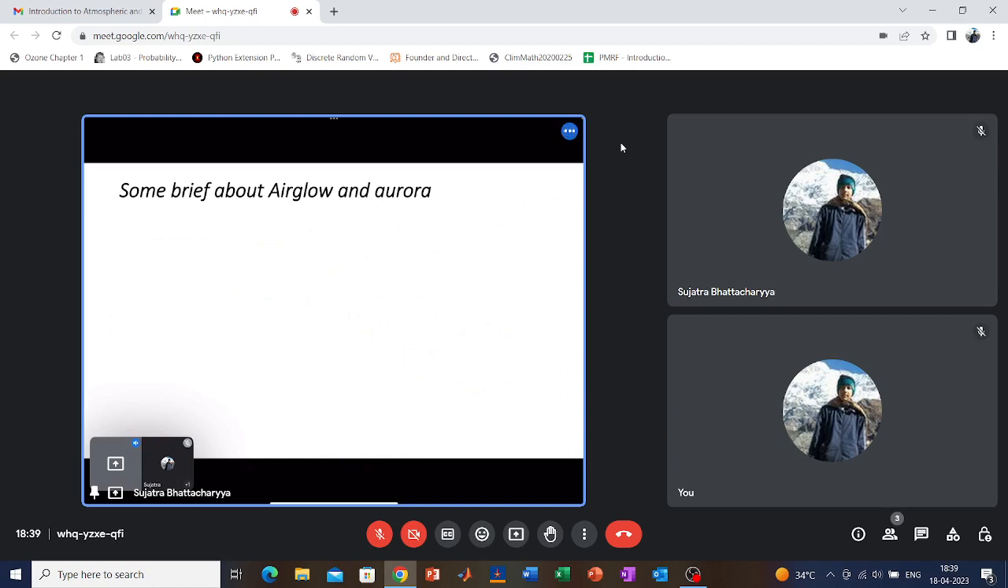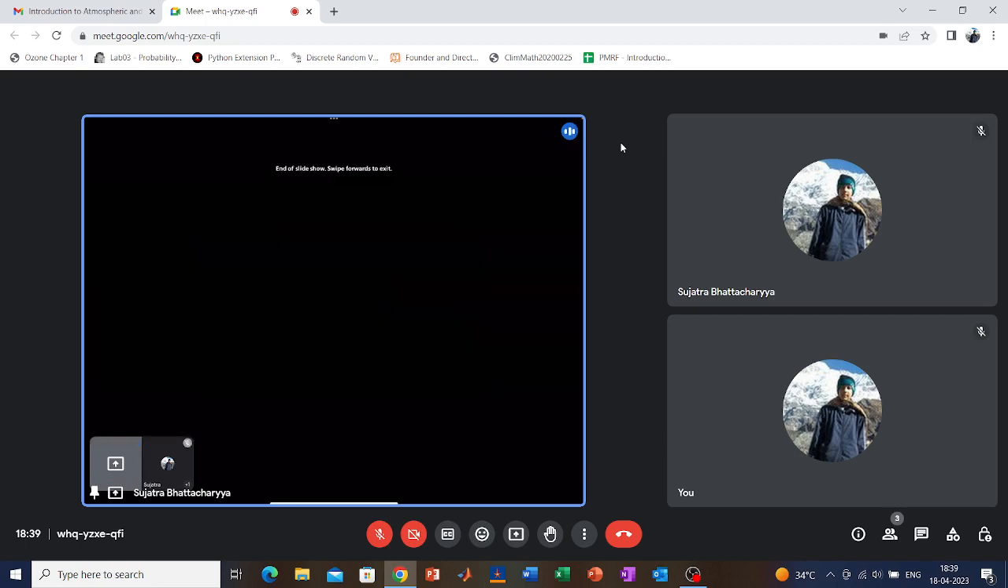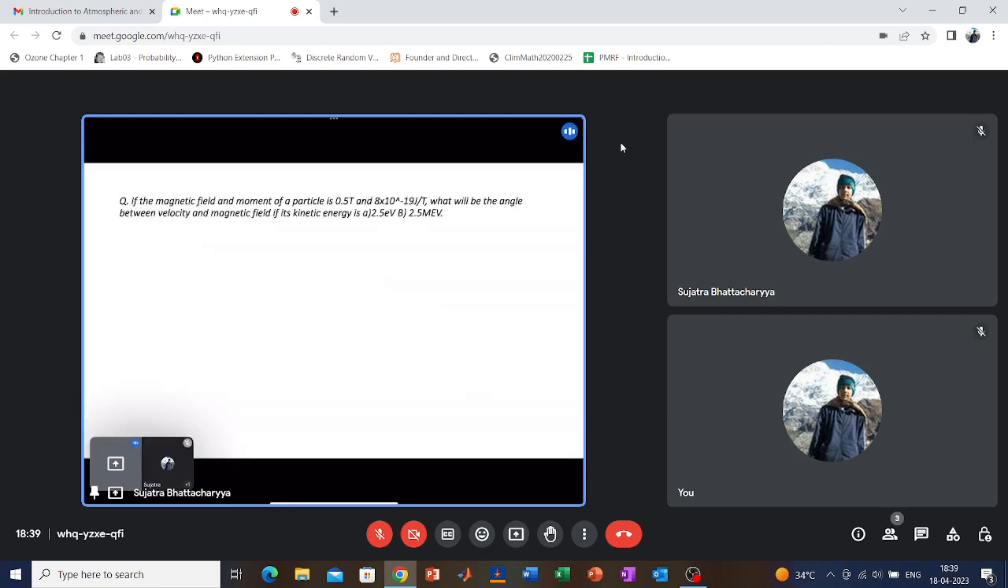Some briefings about airglow and aurora have to be known, because certain questions are there which these concepts will be helpful in understanding. And at last, certain numerical questions which I have randomly framed will be helpful in solving certain assignment questions in week 12, and understanding certain of these concepts completely.